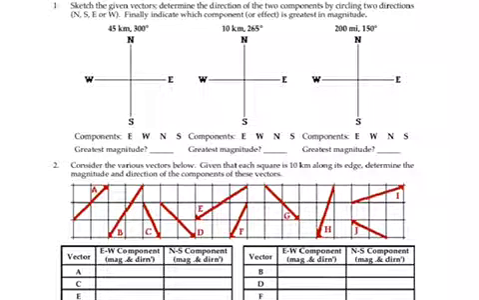Okay, let's talk about vectors and what's going on with vectors. So you're going to have problems like the ones given here. And number one says, sketch the given vectors. Determine the direction of two components by circling two directions, north, south, east, or west. Finally, indicate which component's effect is greatest in magnitude. So what the heck is going on here?